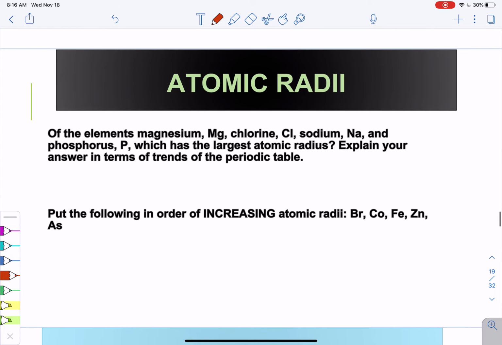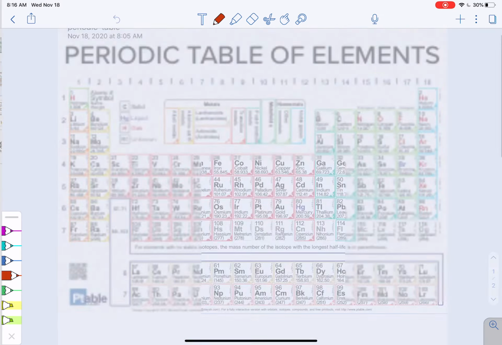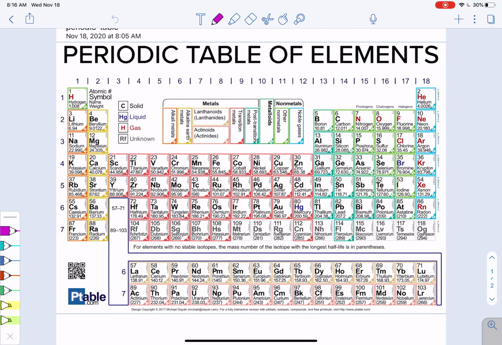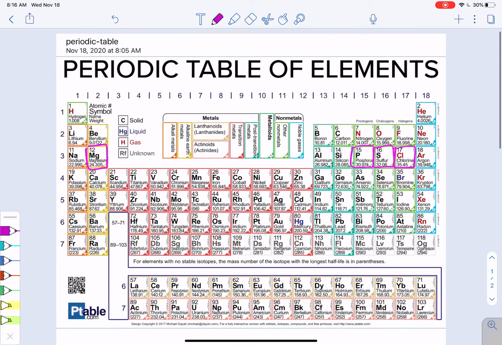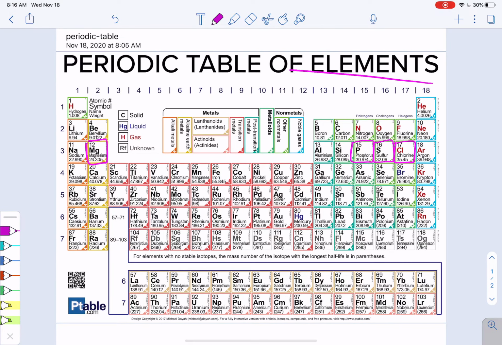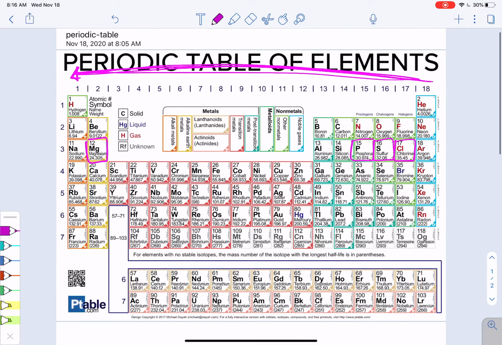So now let's practice. It says, of the elements magnesium, chlorine, sodium, and phosphorus, which one has the largest atomic radius? And explain your answer in terms of the periodic table. So we are going to go to the periodic table and locate all of these elements. So here's magnesium, chlorine, sulfur, phosphorus. We are going to remember our trend for atomic radius. It increases as you go to the left. It also increases as you go down.